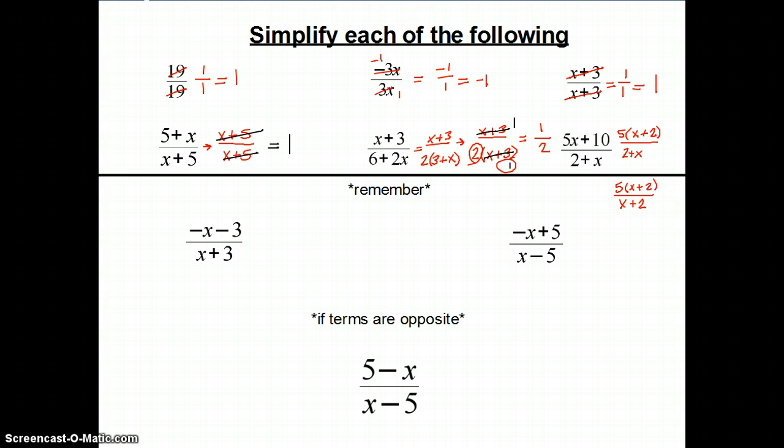Now I see matching factors in the numerator and the denominator, so I may cancel out that entire factor of x plus 2, leaving me with 5 times 1 on the top and simply 1 on the bottom. 5 times 1 is 5, and on the bottom I only have a 1, so this reduces to simply 5.